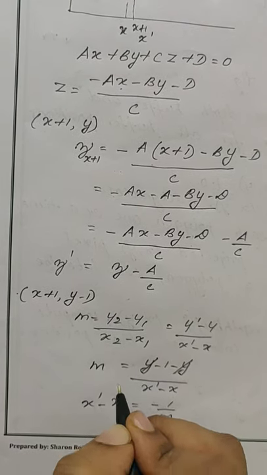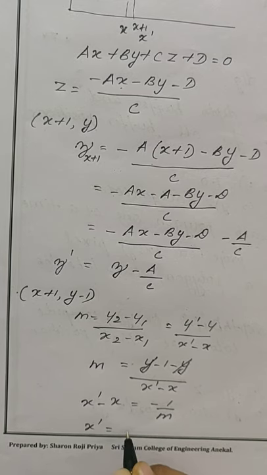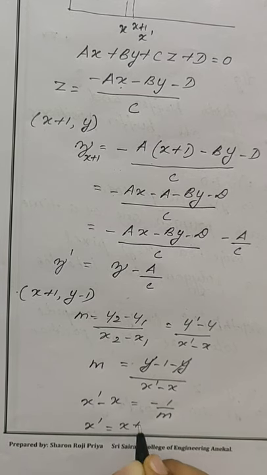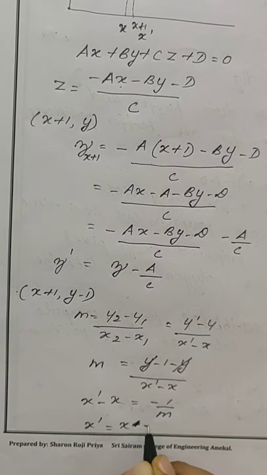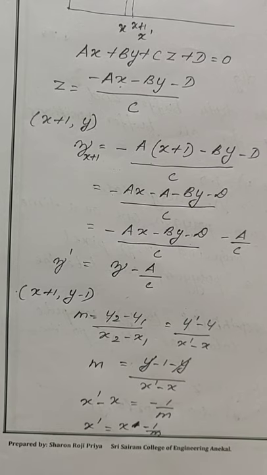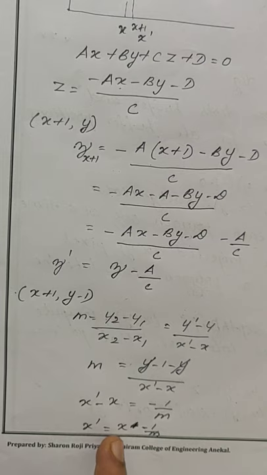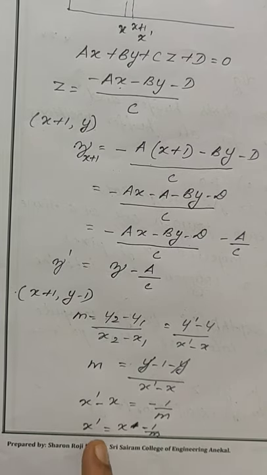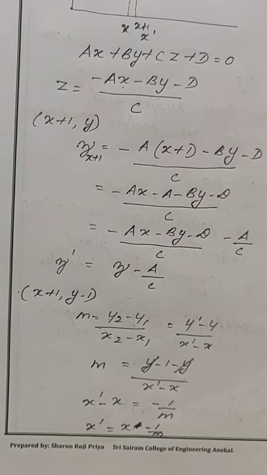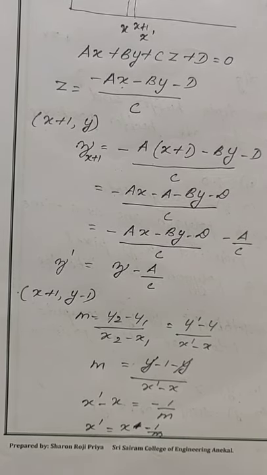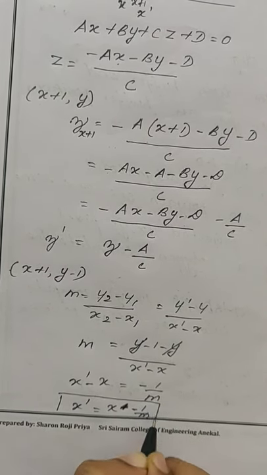Right, from this, can I write what is x dash? X dash is equal to x plus, sorry, x minus 1 by m. So it is nothing but x dash is equal to x minus 1 by m. Right? So this is my x dash.